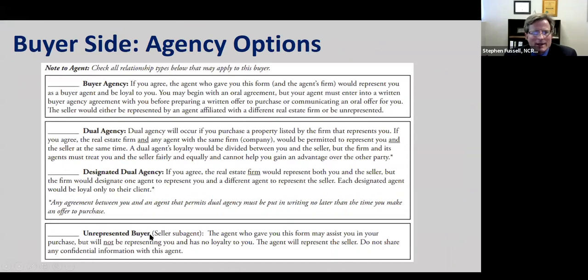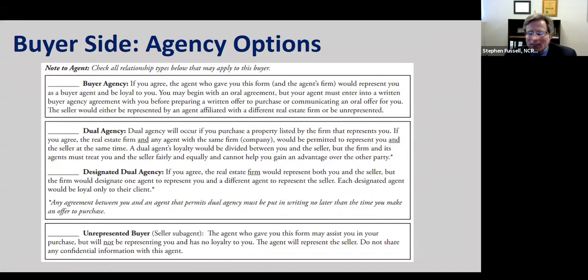And also, as we indicated on the seller side, you want to make sure that you get the buyer to sign it, date it, and then you're going to put your name, license number, and firm name on the bottom of the form. You want to make sure that you give the buyer a copy of the form after the buyer has signed it.